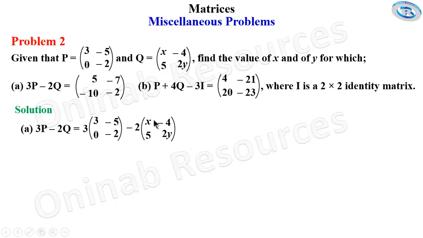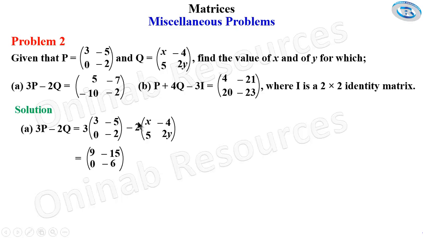We simplify and compare our result with this matrix. So we are going to use this 3 to multiply every entry in P. So 3 times 3 gives 9, 3 times negative 5 gives negative 15, 3 times 0 gives 0, and 3 times negative 2 gives negative 6.